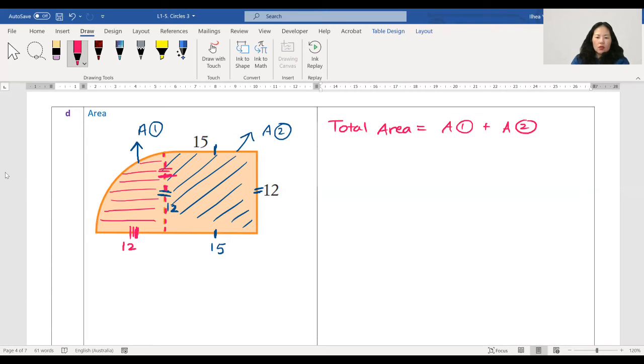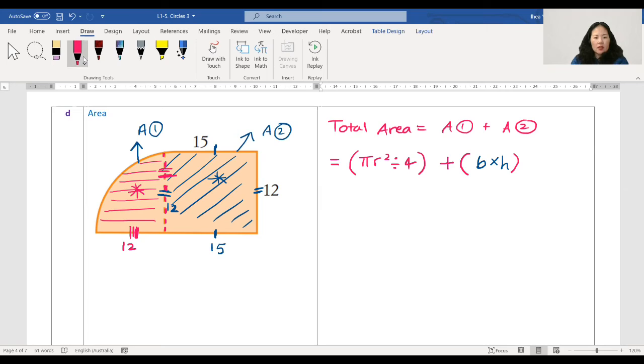So I'm going to go straight into the area 1 formula here. I'm going to use pi r squared because that's the area for a circle, but I have to divide it by 4 because it's a quarter of a circle. And then plus, now I'm looking at area 2. It's a rectangle. Formula for area 2 is base times height. So I just read all the formulas at this point.